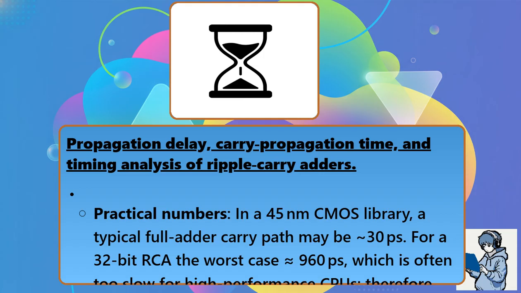Practical numbers. In a 45-nanometer CMOS library, a typical full adder carry path may be approximately 30 picoseconds. For a 32-bit RCA, the worst case is approximately 960 picoseconds, which is often too slow for high-performance CPUs.